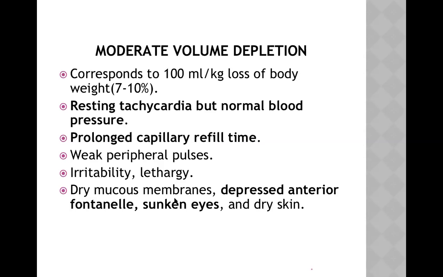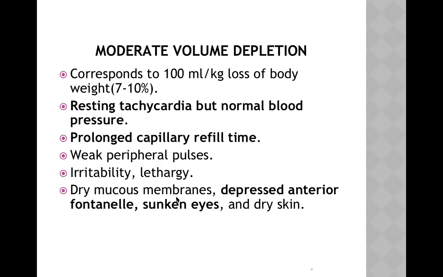The child is also having irritability and lethargy. Irritability is present in a milder type of volume depletion, and lethargy is present in moderate to severe. So in the beginning, the child becomes irritable, then lethargic and excessively sleepy, and ultimately the child develops coma. So this is the way in volume depletion.